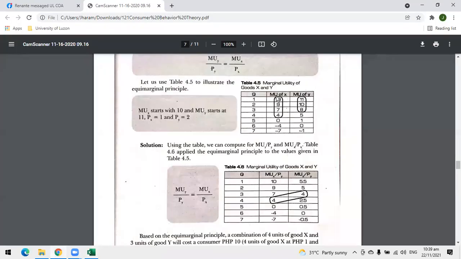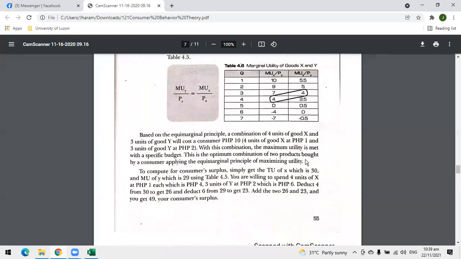It is not related to the budget line. Why? All we look at here is the marginal utility table. In this case, is it equal? Yes. Because 4 divided by 1 is 4, and 8 divided by 2 is 4. So it is equal. Okay? So this is the computation set.